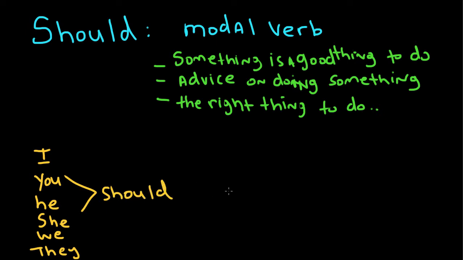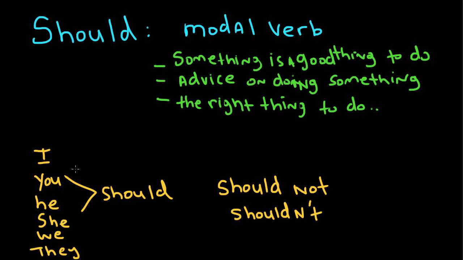Then when we make the negative, it's the same. I shouldn't, which is should not. We make the contraction, shouldn't. I shouldn't, you shouldn't, he shouldn't, she shouldn't, we shouldn't, and they shouldn't. So we do not add an S for the third person with the modal verb should. That's why a lot of these verbs are modal verbs, because they don't change in conjugation.